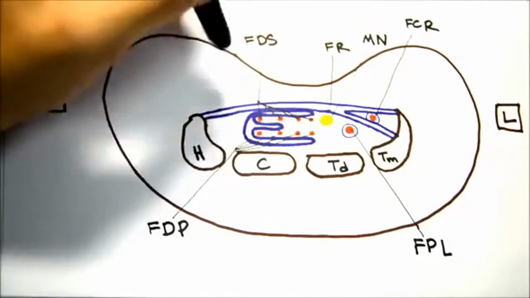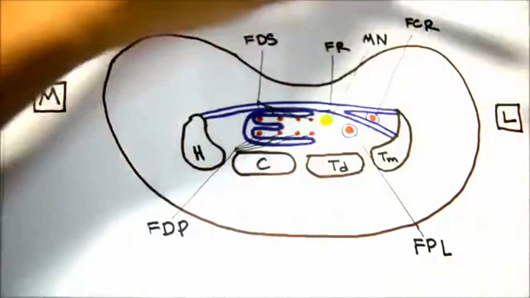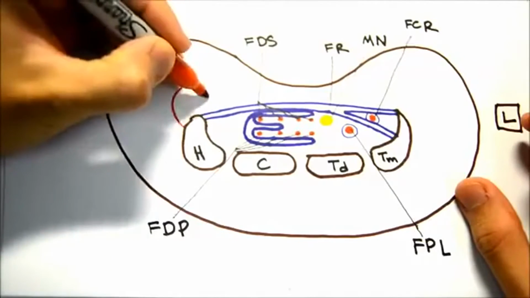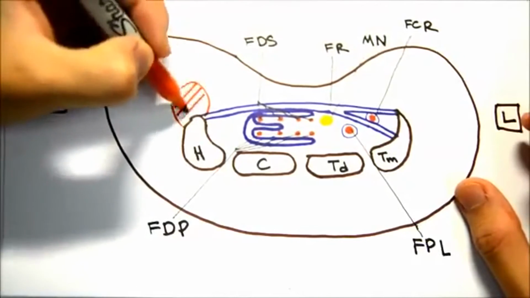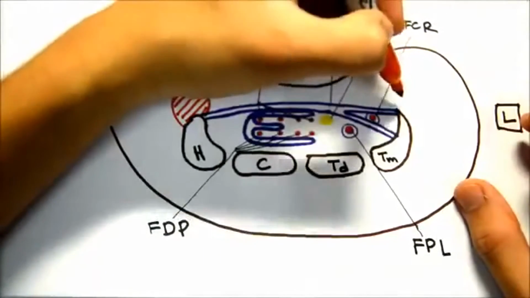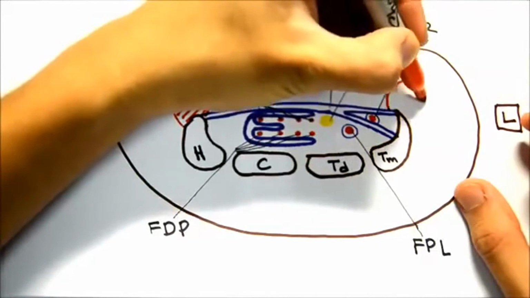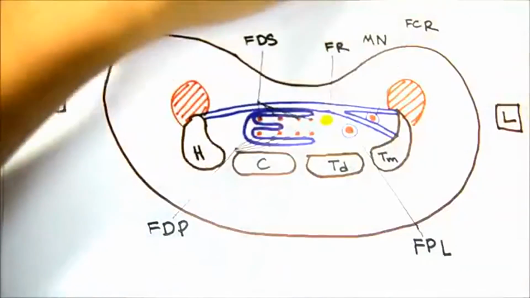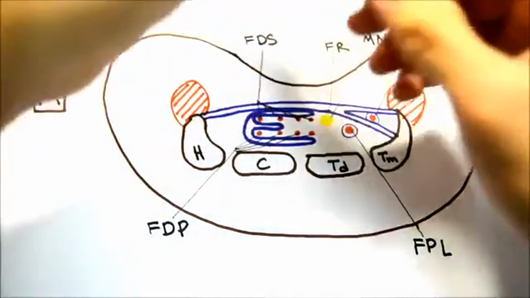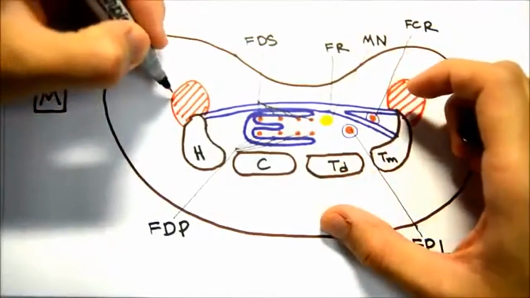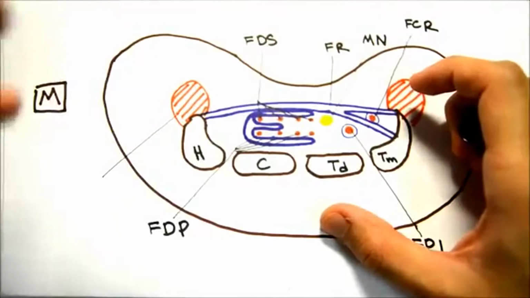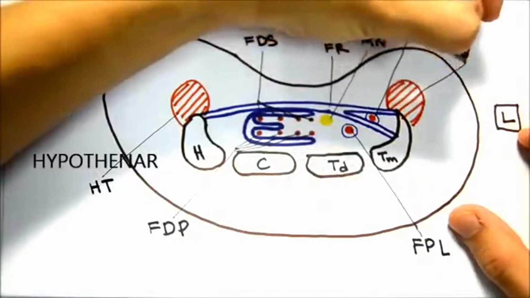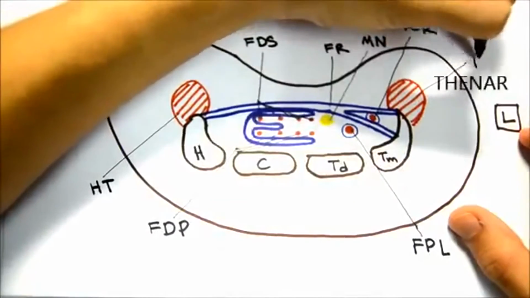However, we'll just add some more structures for completeness. First one, above the hamate bone we have a muscle called the hypothenar muscle, which is a collection of muscles, and above the trapezium we have a similar structure called the thenar muscle. Okay, I'll label first in case I forget. This one, again, initials, hypothenar, and this one thenar.